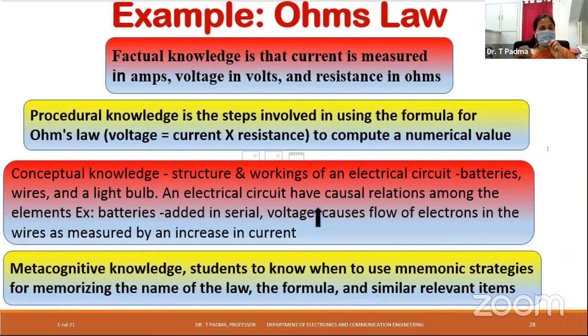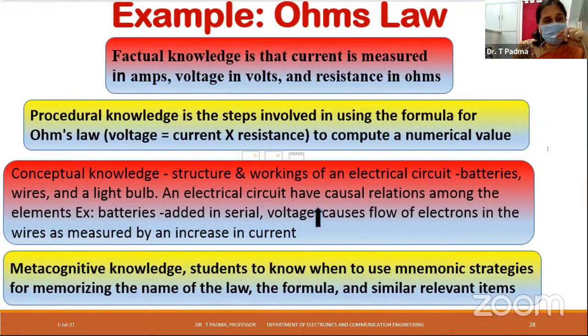The students have the concept, the factual knowledge. It is the subject knowledge which is required by the students. So what is the factual knowledge? The factual knowledge is how we measure the current. Current is measured in amps, voltage is measured in volts, resistance is measured in ohms. So this is what is called the factual knowledge. If you want to solve any of the problems in Ohm's law, we need to have the factual knowledge. The student should have the factual knowledge, and we can even ask a few questions on the factual knowledge.